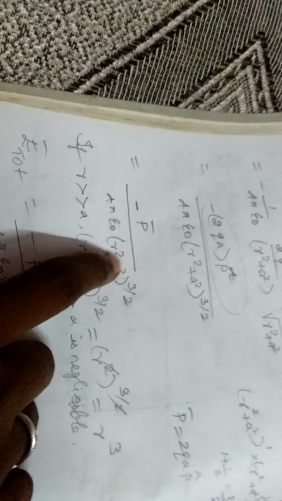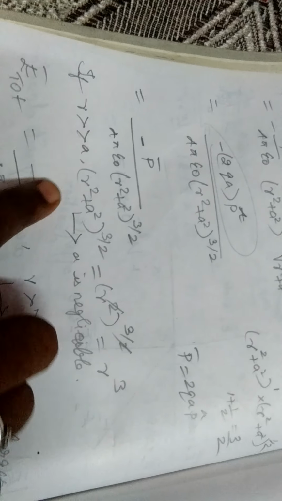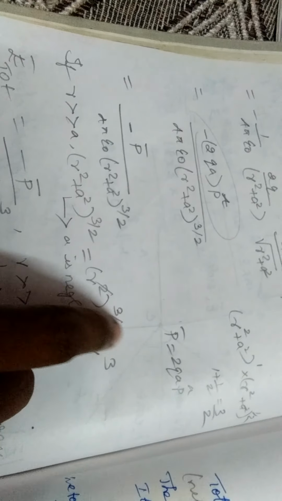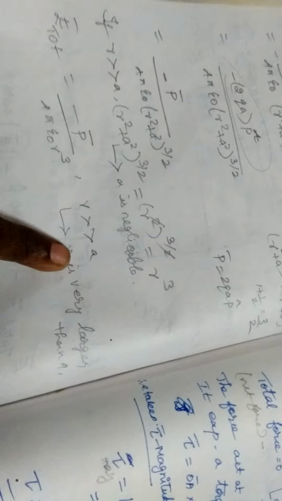Now you see that this a value is a lesser value, so it is negligible and we have to remove it. Removing the a value, what happens: r square to the power 3 by 2, the square cancels, so we get r cube. Now the total value, minus q, we substitute here: minus p vector divided by 4 pi epsilon naught r cube. So r is very much longer than a. Okay, are you understood? This is the equatorial line plane.